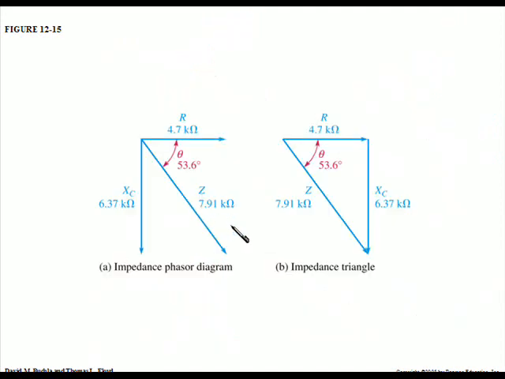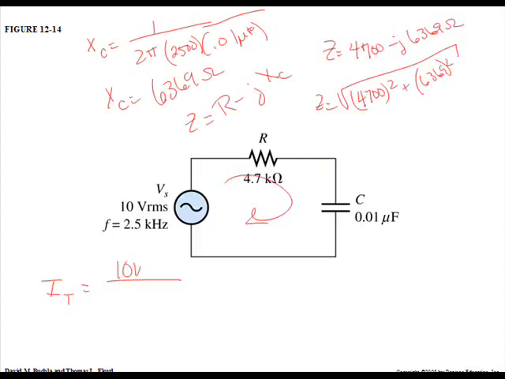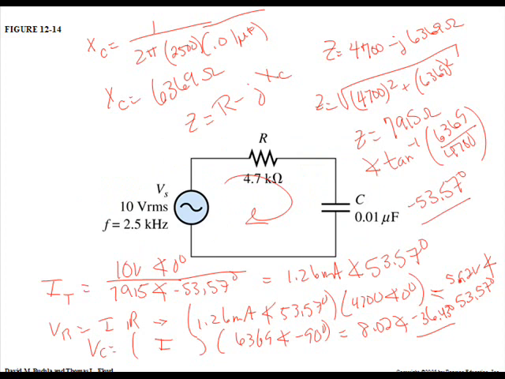And here you can see the impedance triangle, right? We had that, we got this, and there's our angle, 53 degrees. Yeah, 53 degrees, and it's a negative.